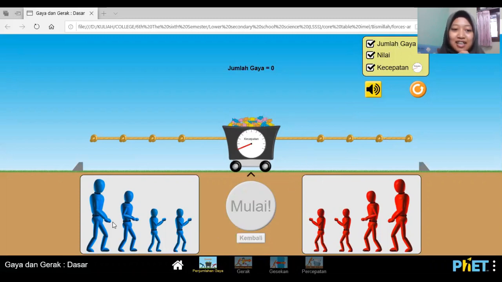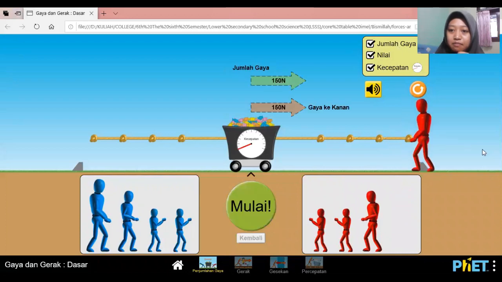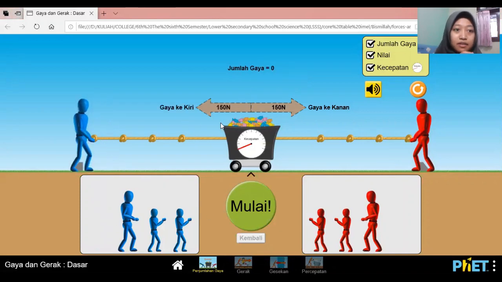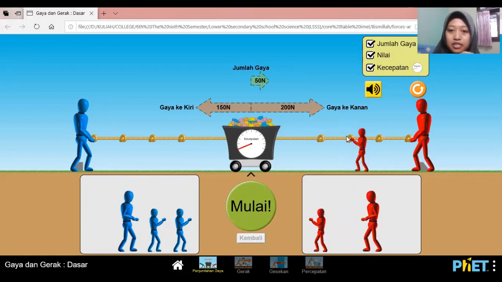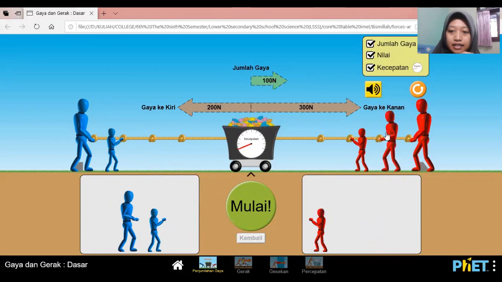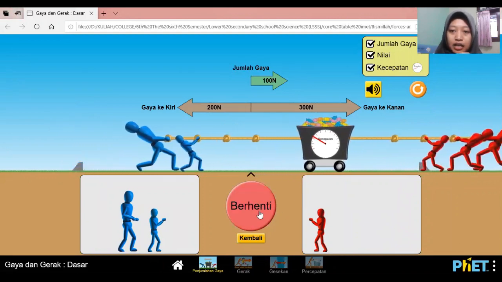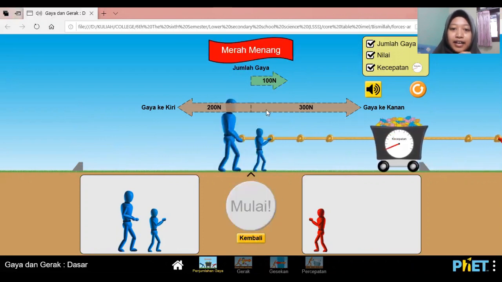In this PhET simulation, there are red people and blue people, and they show the force itself. If we put this red person, it will be 150 Newton force to the right, and if we put this blue person, it is 115 Newton to the left. How if we put this person and then this person, and we add here? What will happen? What is the magnitude of the force? So it is 300 Newton to the right and 200 Newton to the left.